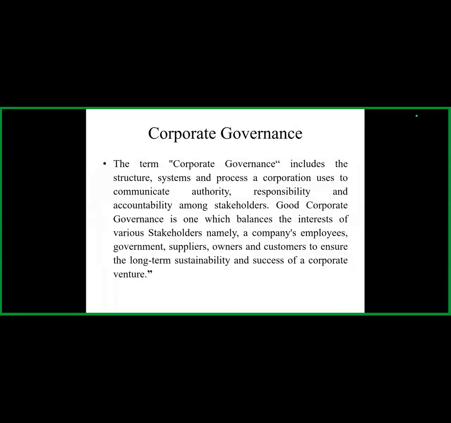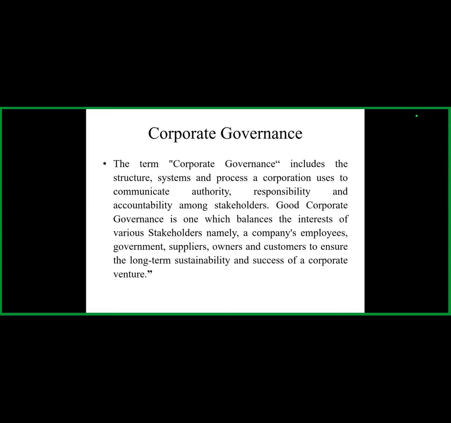Now, the next meaning of corporate governance we will be taking up is: the term corporate governance includes structure, system, and process a corporation uses to communicate authority, responsibility, and accountability among the stakeholders. Good corporate governance is one which balances the interest of various stakeholders, namely the company's employees, government, suppliers, owners, customers, to ensure long term sustainability and success of a corporate venture. So, this definition is an extensive, exhaustive definition which talks about the entire purview of corporate governance.